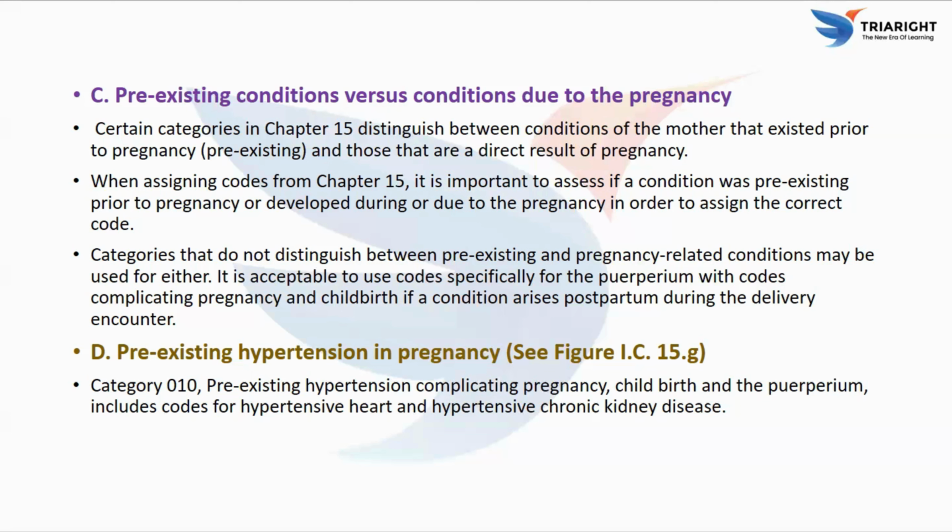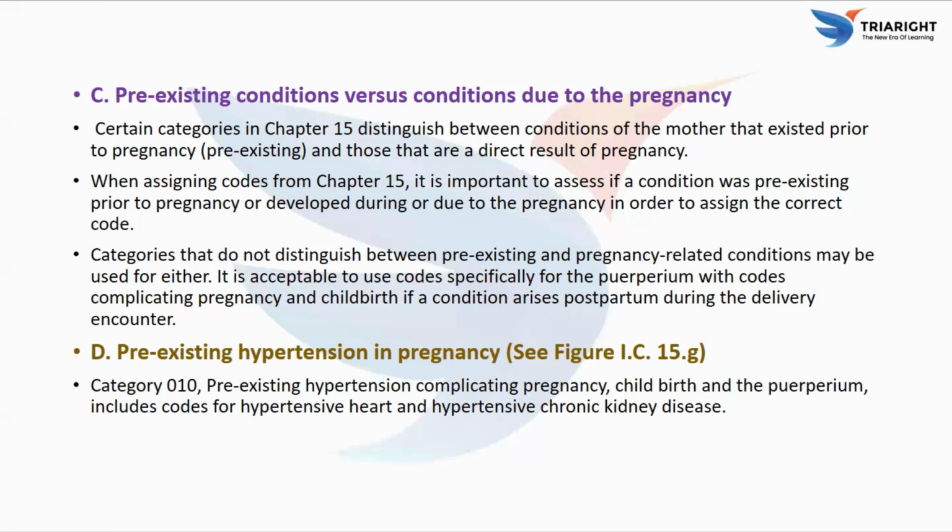So why is this important? Because chapter 15 codes are very specific. To code correctly, you must decide: did the condition exist before pregnancy or did it start because of the pregnancy? This information helps coders assign the right category of O codes, that is the O00 to O9A series.